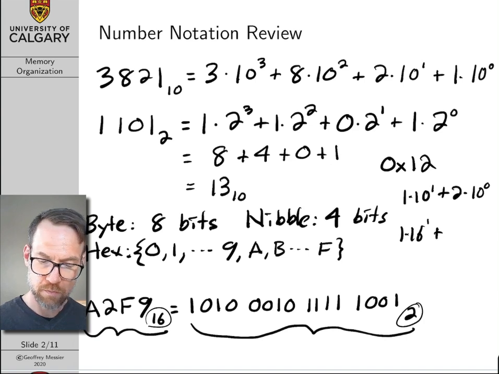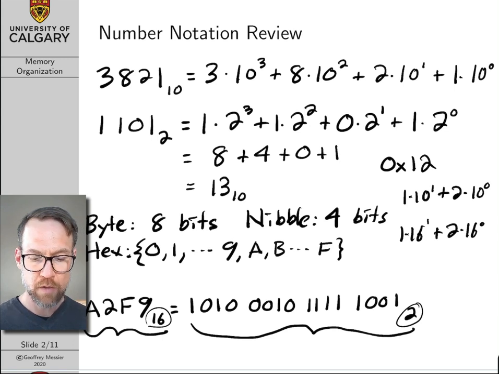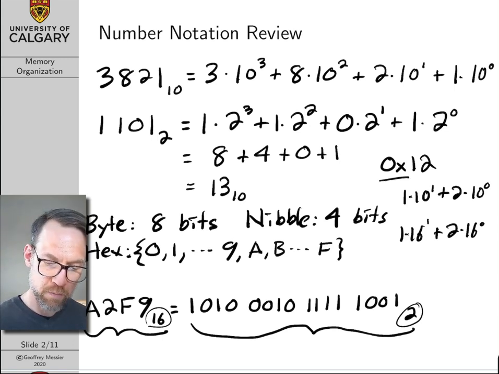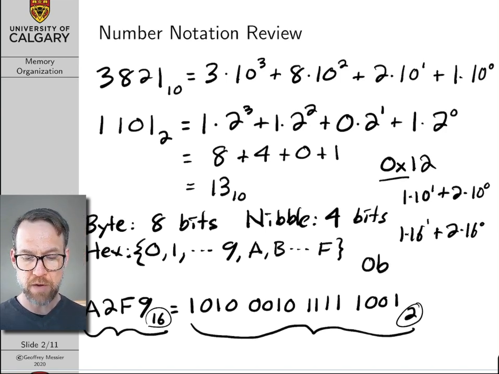plus 2 times 16 to the 0, right? So 0x represents a hex number. Sometimes I will use 0b to represent a binary number, but typically I won't, because in most of the examples when we're using binary, it'll be self-evident that we're using binary.